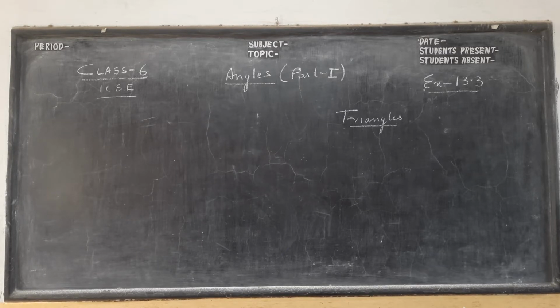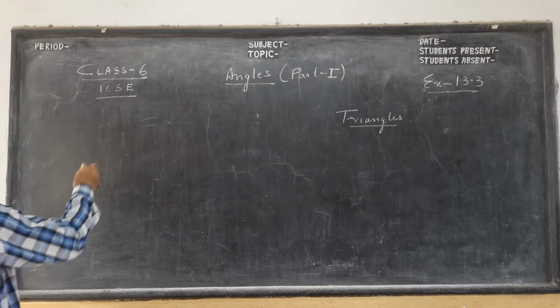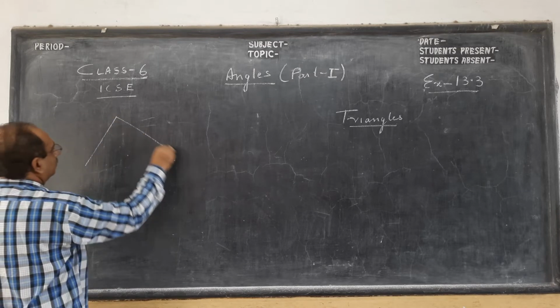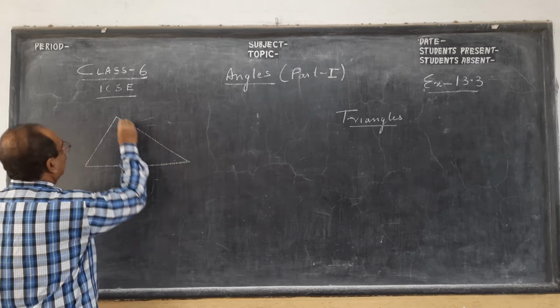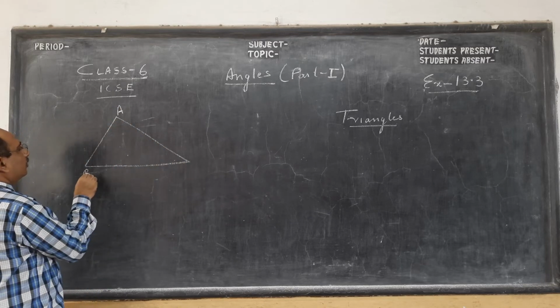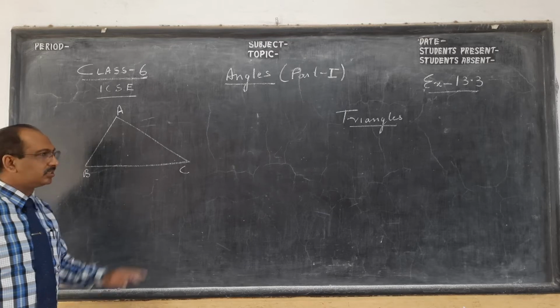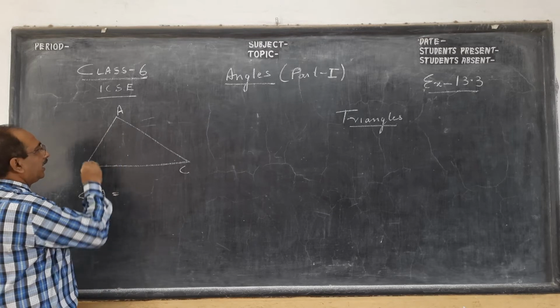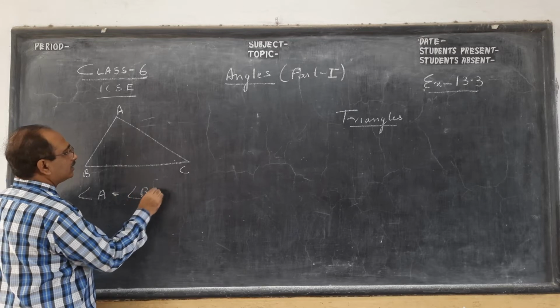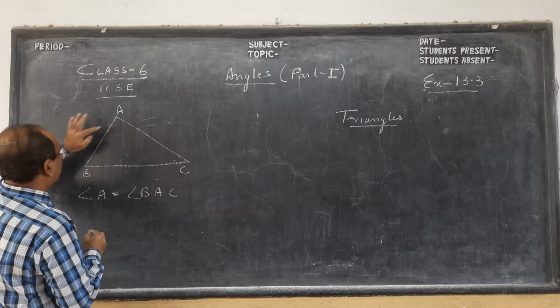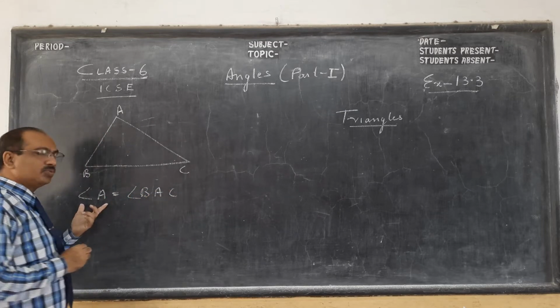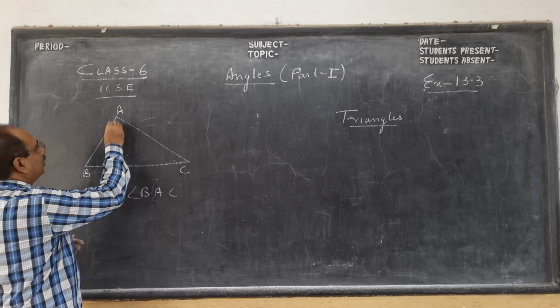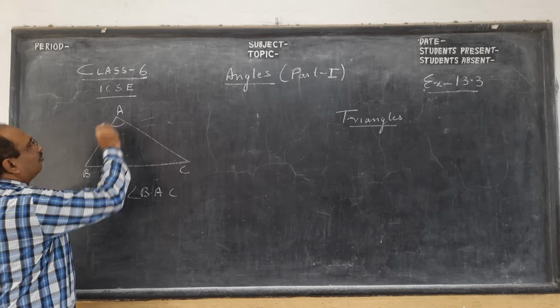The next very important thing, children, we are going to talk about is a triangle. A triangle is a three-sided figure. It has 3 sides and 3 angles. So a triangle has 6 parameters, children, 6 things. I can call it angle A. A can be called angle BAC. I can use one letter naming because I have only one angle over here.